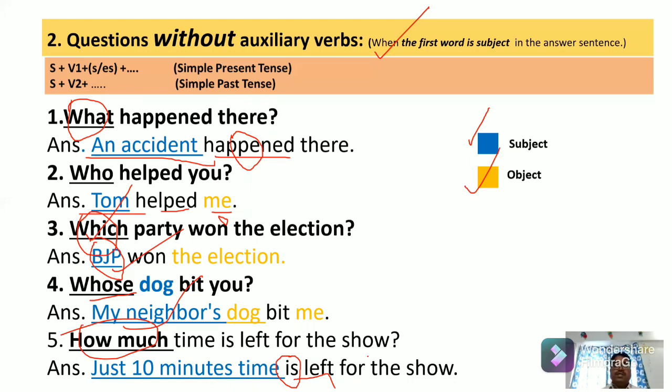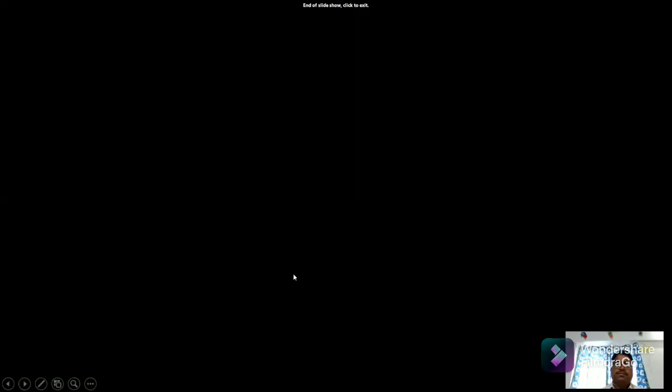And what is the rule? When there is only one verb in a sentence, it functions as a main verb. And when there are two verbs in a sentence, the first verb functions as a helping verb and the second verb functions as a main verb. When there are three verbs in a sentence, the first two function as helping verbs and the last one functions as a main verb. Yes, there can be two helping verbs, but there cannot be two main verbs at a time in the same clause.